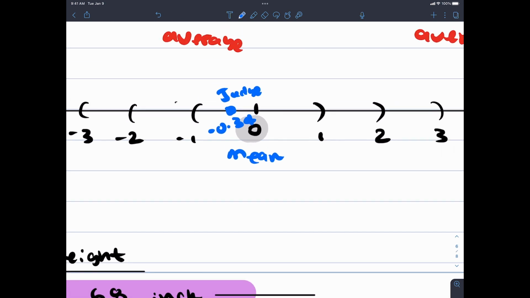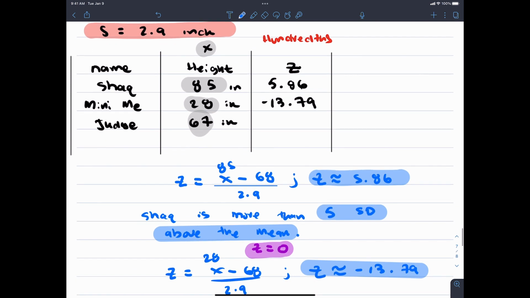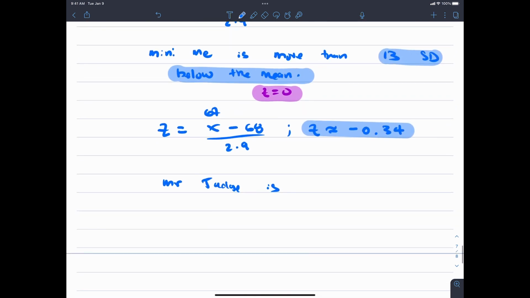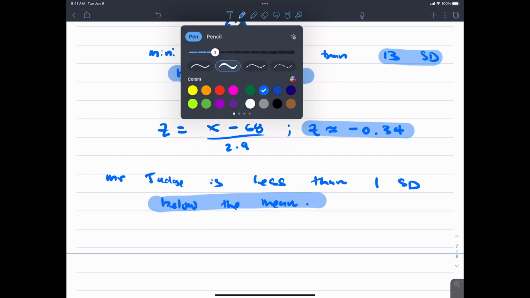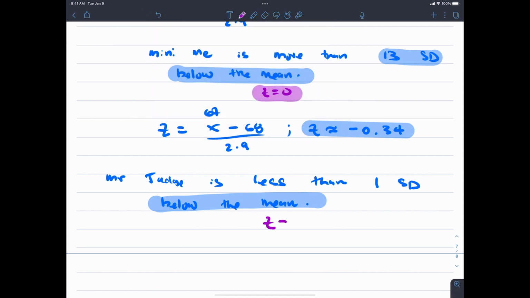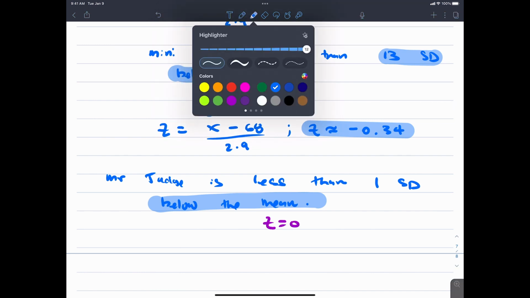Okay, so here's what we say about Mr. Judge and his height. Mr. Judge is less than one standard deviation below the mean. Why do we say less than one standard deviation below the mean? Z equals zero.